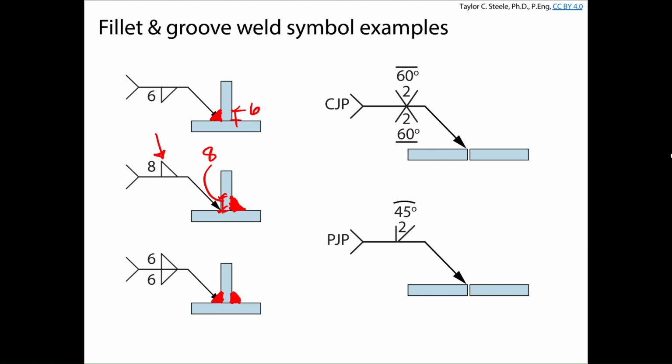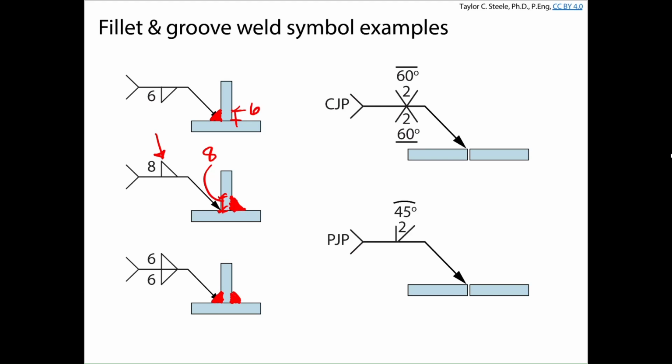And then when it comes to groove welds, groove welds are kind of difficult to specify. There's going to be one kind of groove weld, the complete joint penetration weld, and then there's also going to be one called a partial joint penetration weld. I'm actually missing some information on my partial joint penetration weld, but I'll talk about that in a second.